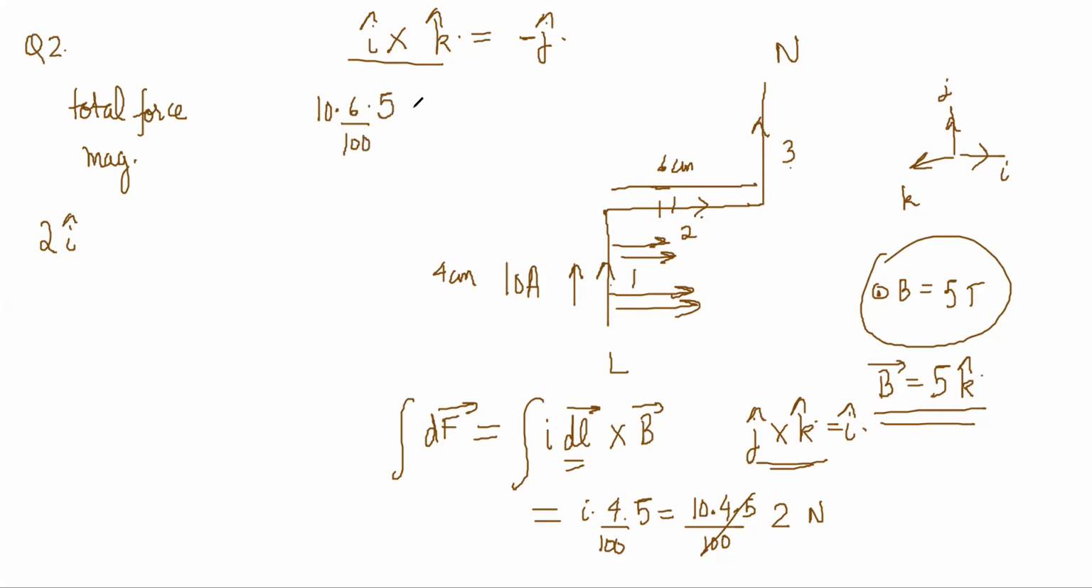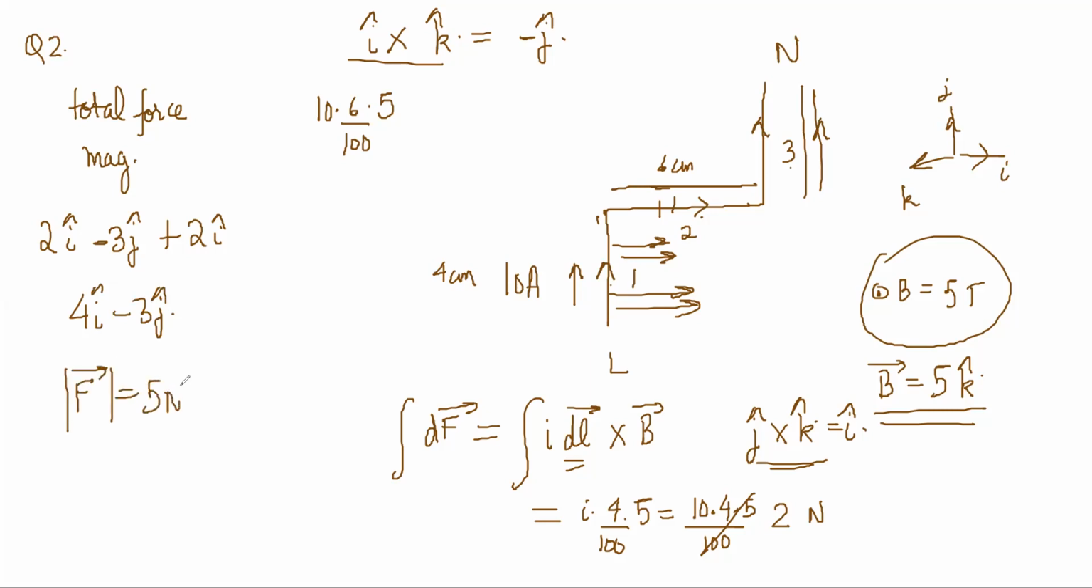So this is 3 Newton minus J. So minus 3J, right? And this portion is again 4 centimeter and everything is same. So it will be, everything is literally the same. So it will be plus 2I, right? Because direction is also same and length is also same. So it will be 4i minus 3j is the total force, and magnitude of the total force will be equal to 5 Newton. The direction of the total force is not in one particular direction. It has two components.